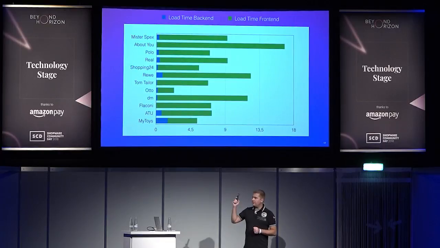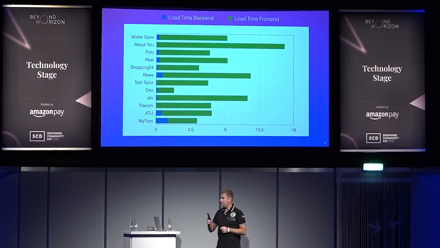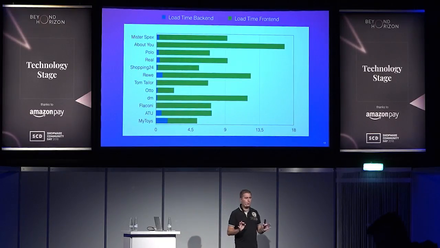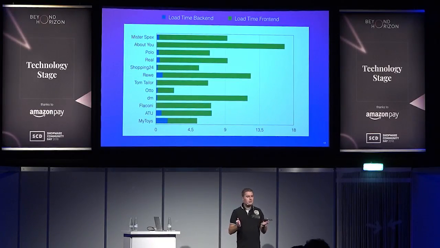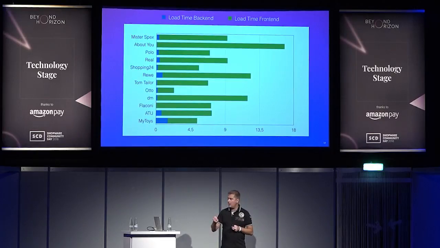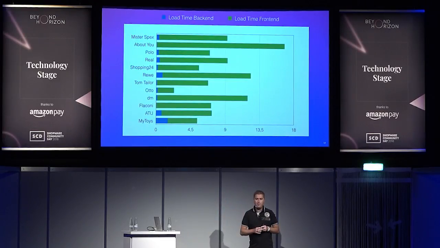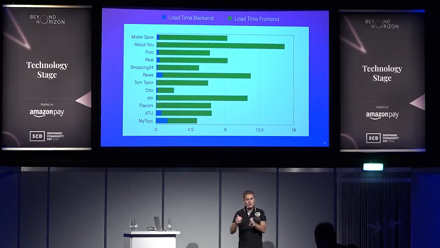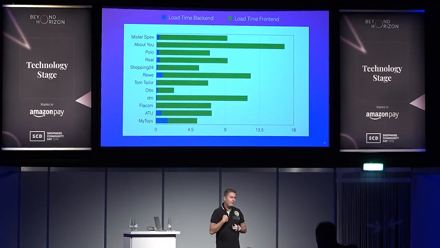So how come that there's this huge gap? For example, About You was the fastest shop of all in terms of time to first byte. It was ridiculously fast, like 10 milliseconds or so. And then some genius added 30 JavaScripts to the template. So how come that the difference is so big and that some shops are very fast in the backend and very slow in the front end?